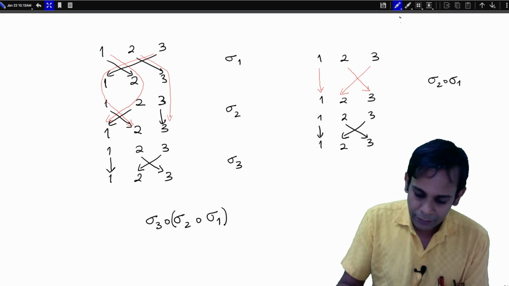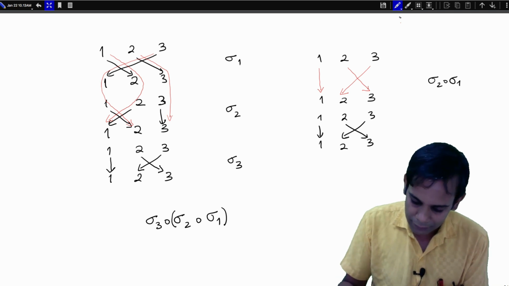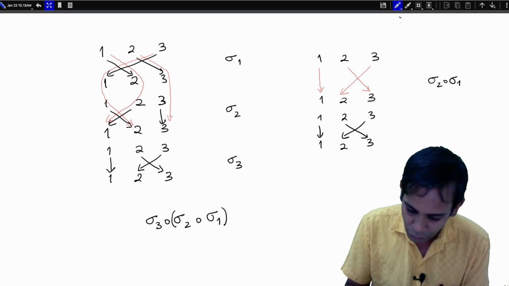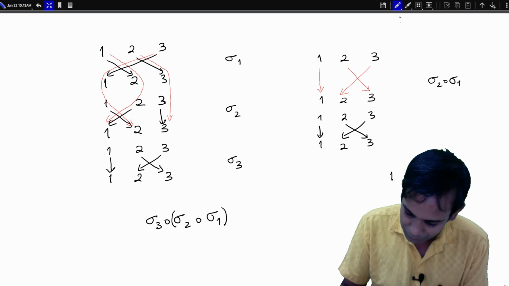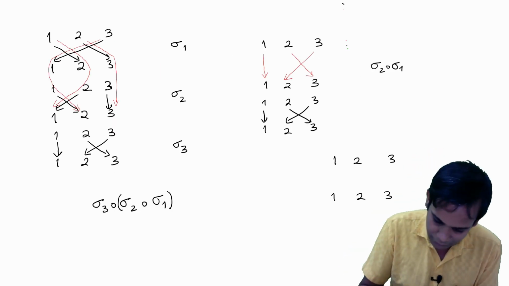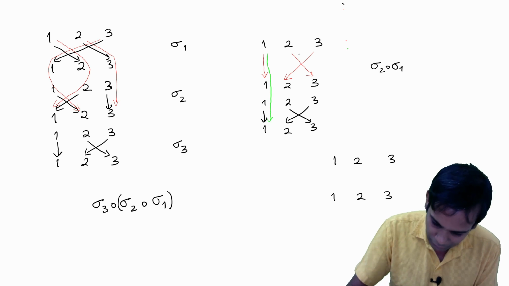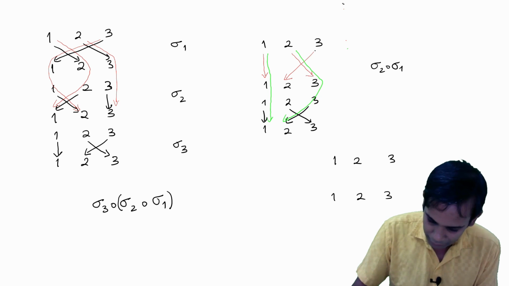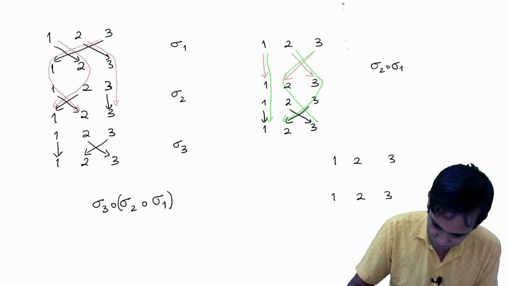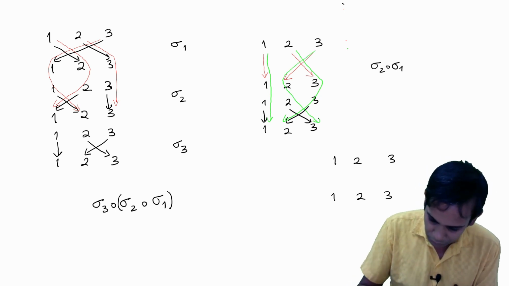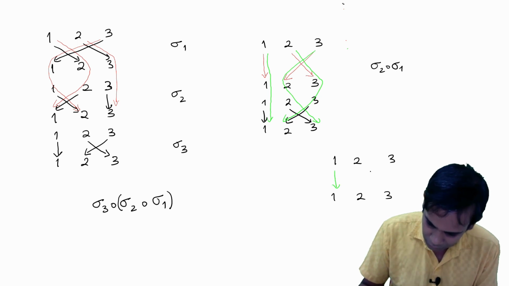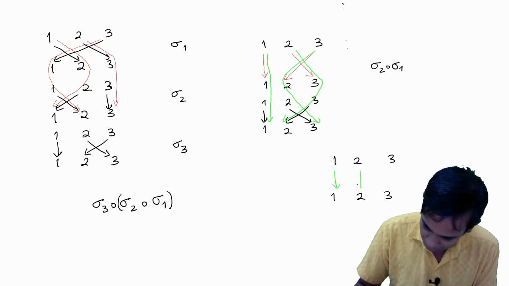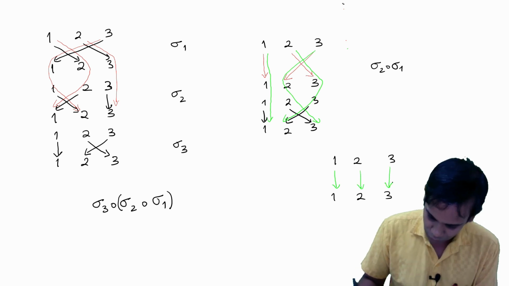And now we need to follow through the arrows between these two. And so if I try to write down the answer over here, let's follow through the arrows. Here I go from 1 to 1, 2 to 3 to 2, and 3 to 2 to 3. So surprise, 1 goes to 1, 2 goes to 2, and 3 goes to 3.